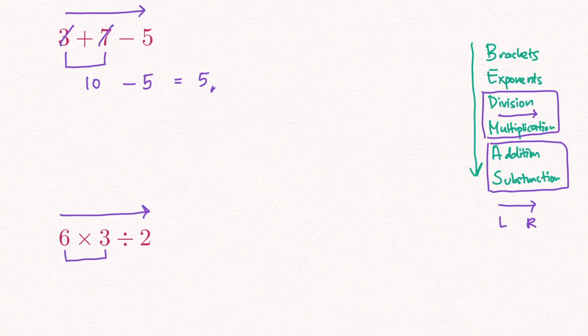6 times 3 equals 18. So that's done. Divide by 2 moves down. 18 divided by 2 equals 9.